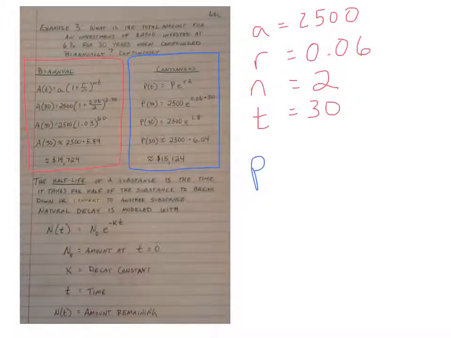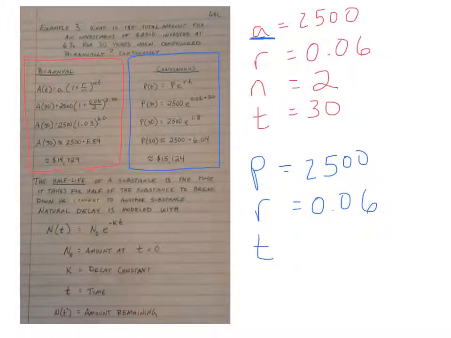If I go with continuous compounding, my principal amount, which is pretty much the same thing as A, is $2,500. My rate is also 6%, and the time is 30 years. I plug those values into my continuous compound formula, and I simplify and arrive at a total value of $15,124. As you can see, continuous compounding at the same interest rate yields slightly more money.